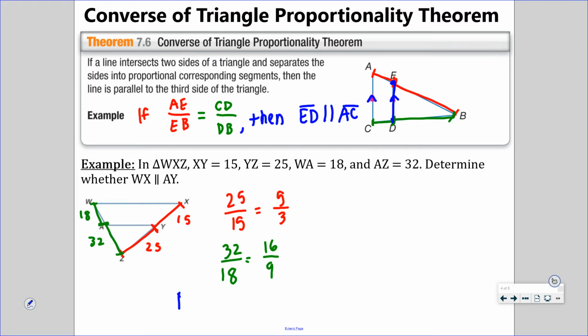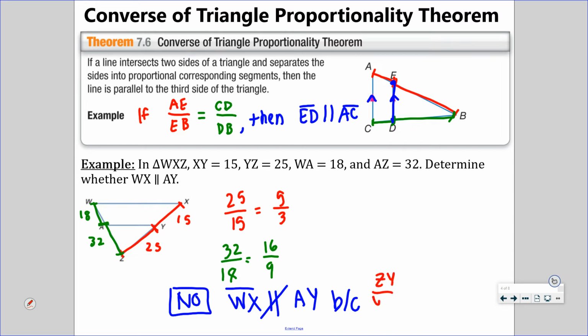So it says determine whether those lines are parallel. No. Here's how you can write it in math language. WX is not parallel to AY because ZY to YX is not proportional to ZA to AW, meaning 5/3 does not equal 16/9.